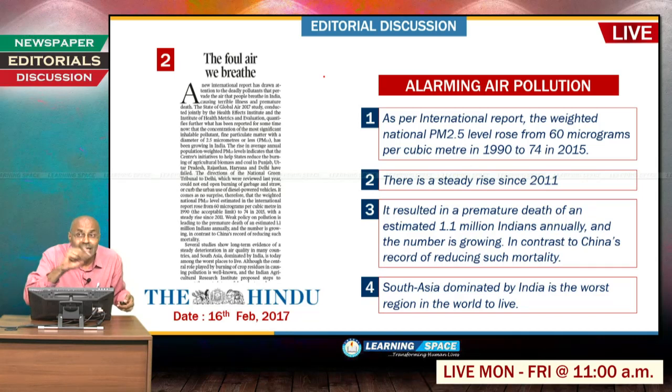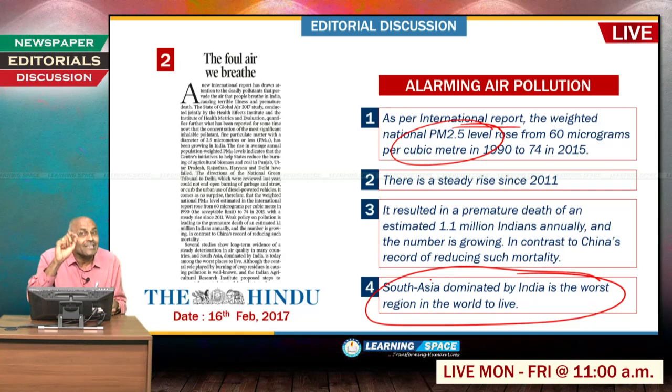So, this article is about one international report. The international report stated that PM 2.5 levels are increasing in our country. They go deep into the lungs, and human beings are susceptible to several diseases. It is incidental to note that every year because of air pollution, 11 lakh people in our country lose their lives. 11 lakh lives are lost because of air pollution, and we are going to overtake China. China is the country with one of the highest air pollution levels, and we are going to overtake China as far as deaths are concerned. And South Asia, dominated by India, is the worst region in the world to live.